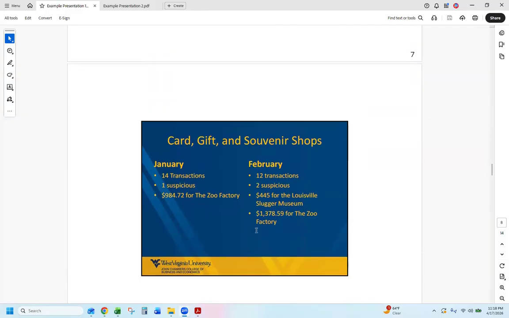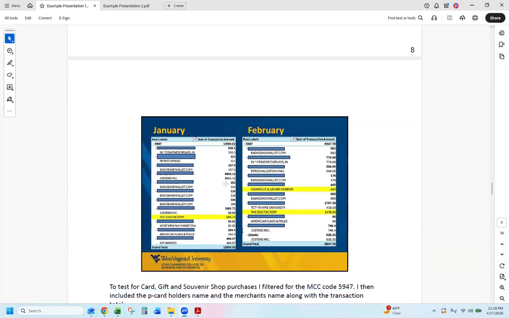These are things, again, they identified, and this kind of stuff is worth calling out. Chances are, especially if these are Board of Education, that they're probably field trips of some kind, but we don't actually know that. Here were some of those charges: the Zoo Factory and Louisville Slugger Museum and all that stuff. So you can always look and see who's making the charge.